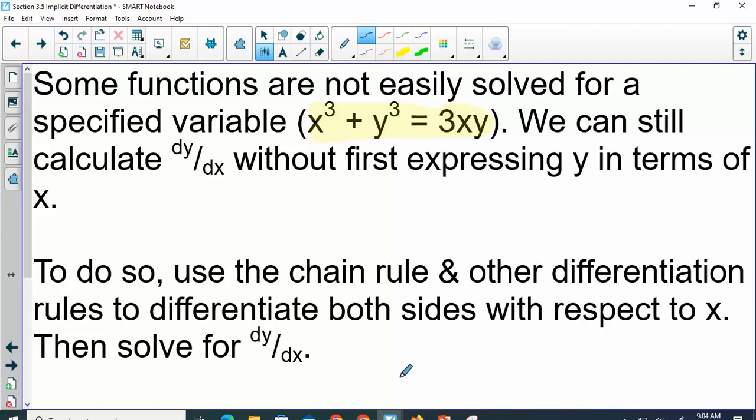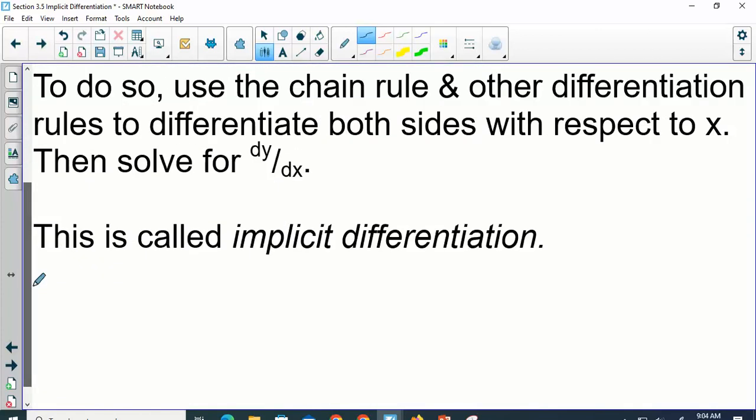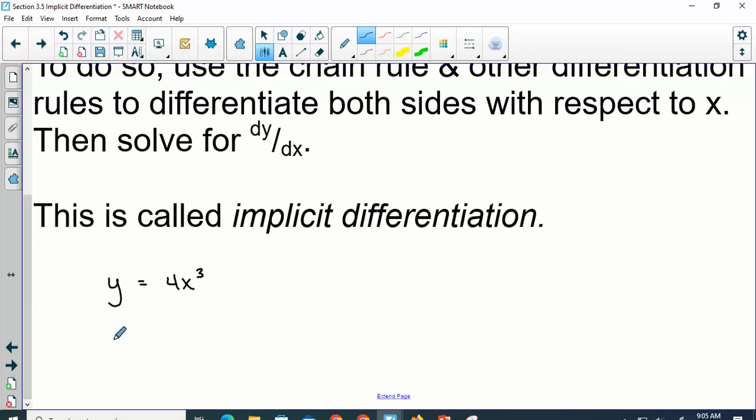To do that, we are going to do all of our derivative rules like normal and do our derivative in terms of x. And then at the end, we will solve for dy dx. What I mean by that is if I gave you the equation y equals 4x cubed. We know when we do the derivative of y, we can call it y prime. We can also call it dy dx. We've seen that notation. And so if I did the derivative of 4x cubed, that gets a 12x squared.